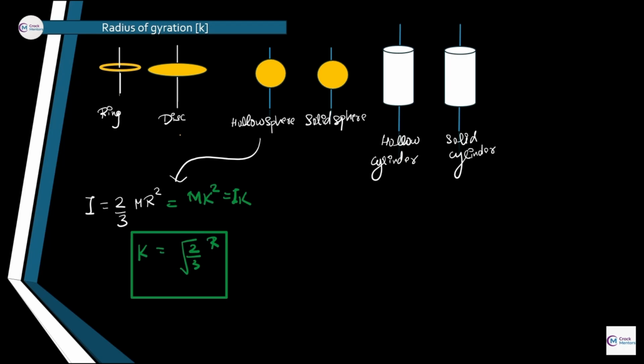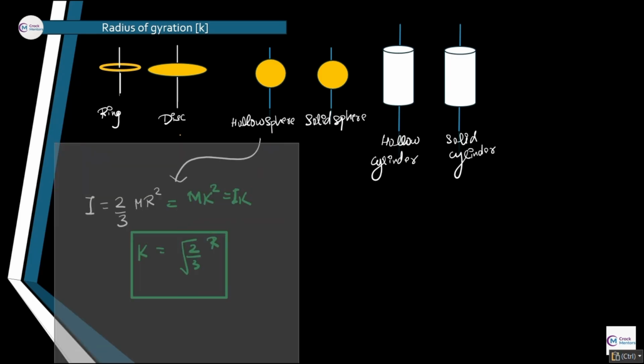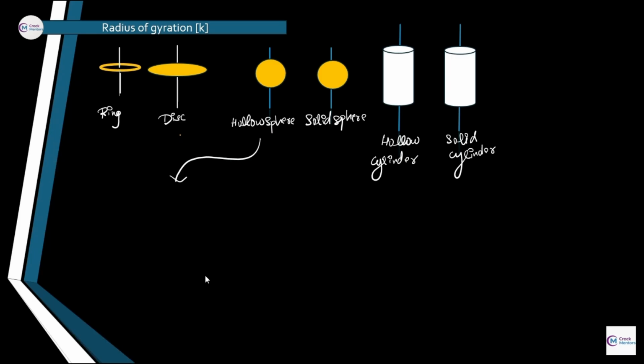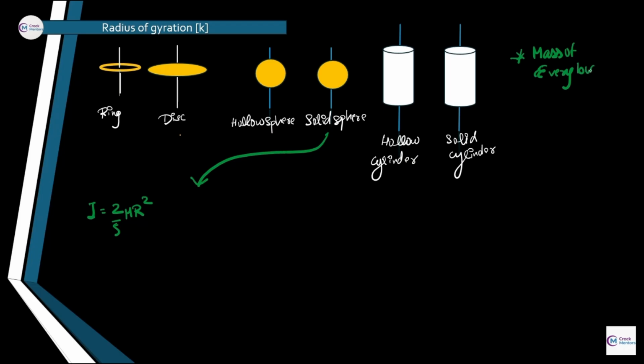Just give me some time to copy the slide right now. Okay, now if I'm talking about the solid sphere, the moment of inertia value, we know, is equal to 2 upon 5 mr square. If I equate this value with mk square, then I'm going to get the result.